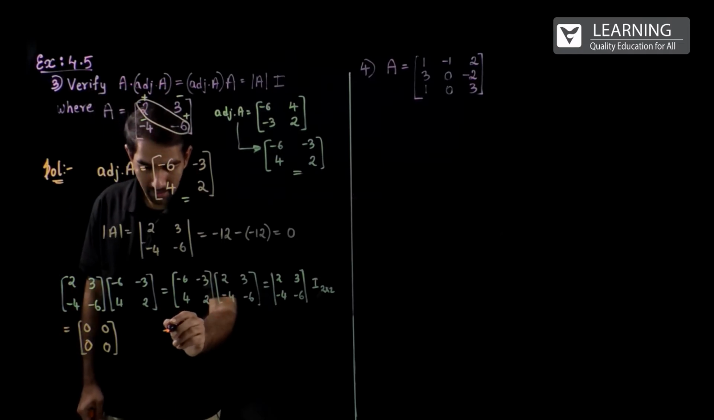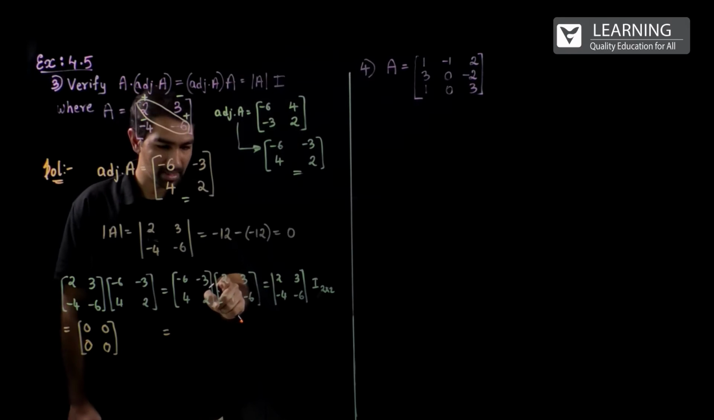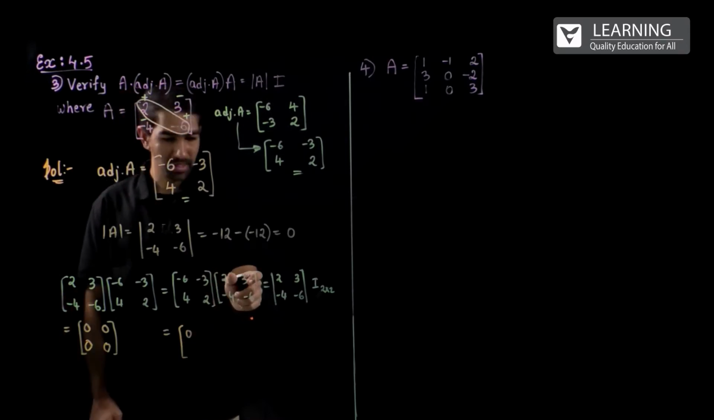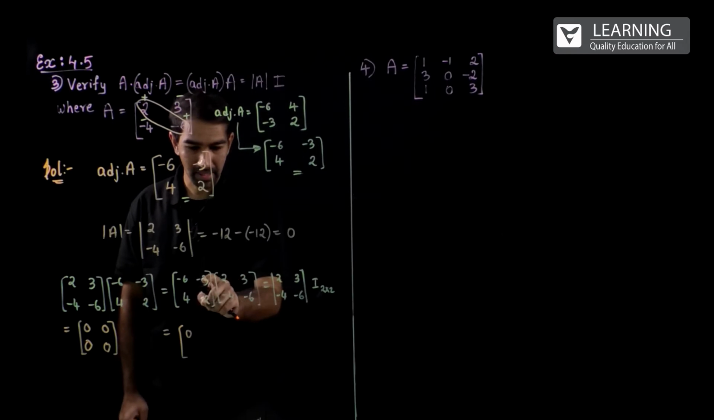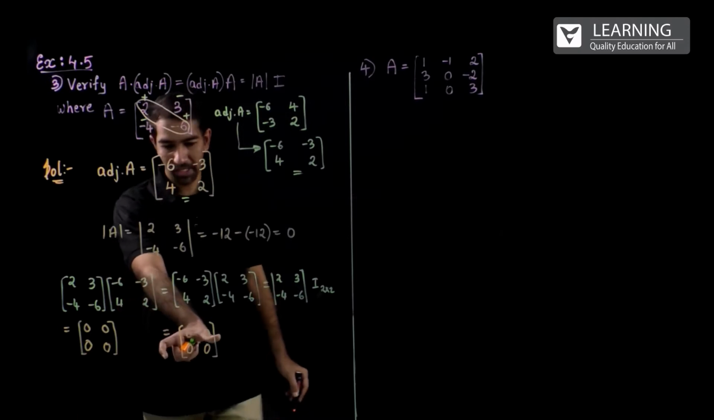So moving on further, adjoint of A into A we'll find out. Minus 6 into 2, minus 12. Minus 3 into minus 4, plus 12. So again we'll be getting a 0 here. Continuing this further, minus 6 into 3, minus 18, plus 18, 0. 8 minus 8, 0. 12 minus 12, 0. So these both are equal to each other.